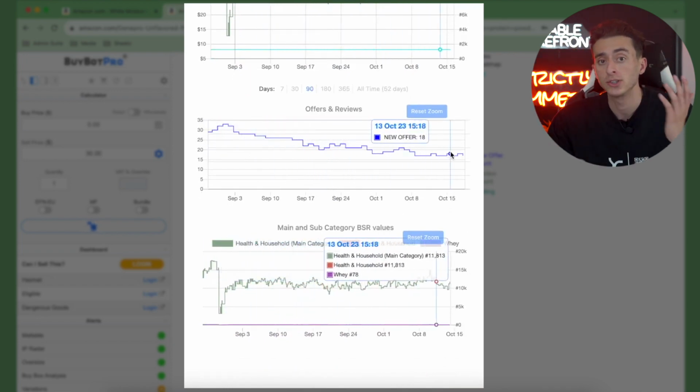Additionally, we can see down here that the offer count is actually on a steady decline. So this price should go up based on supply and demand, but definitely stay away from this brand. This is just an example.